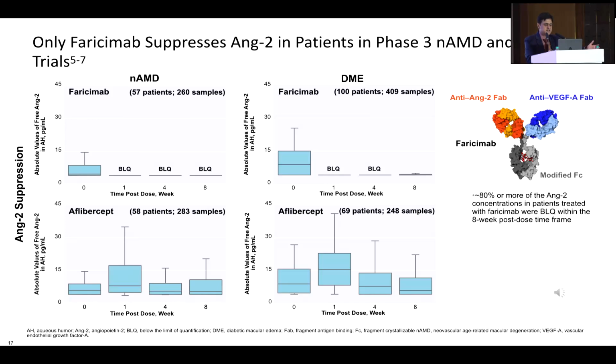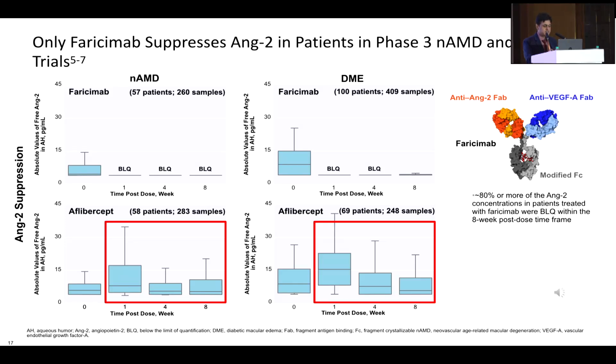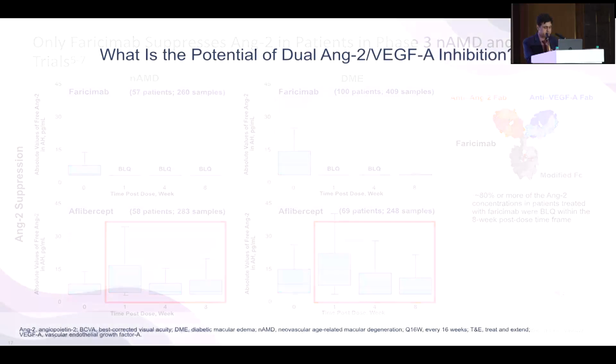So this is the suppression of Ang2 by faricimab in comparison to aflibercept in the phase 3 clinical trials. You can see that at 4 and 8 weeks there is almost a negligible amount of Ang2 present, which is below the quantifiable levels. However, with aflibercept alone, the Ang2 levels tend to increase after 4 to 8 weeks of treatment.